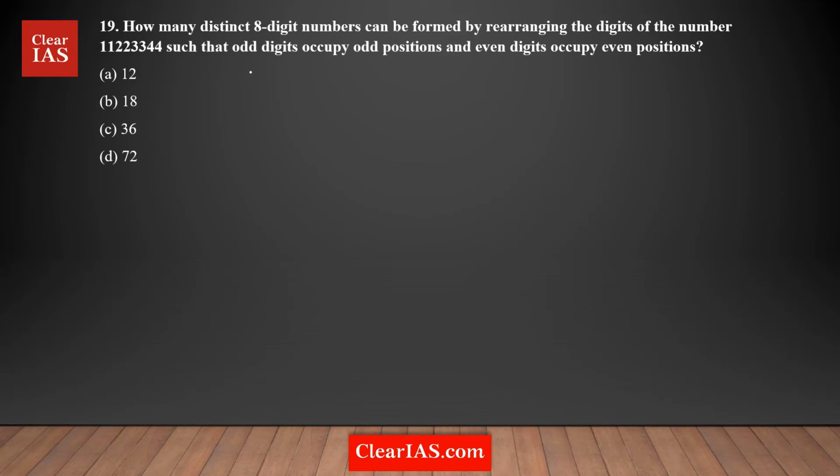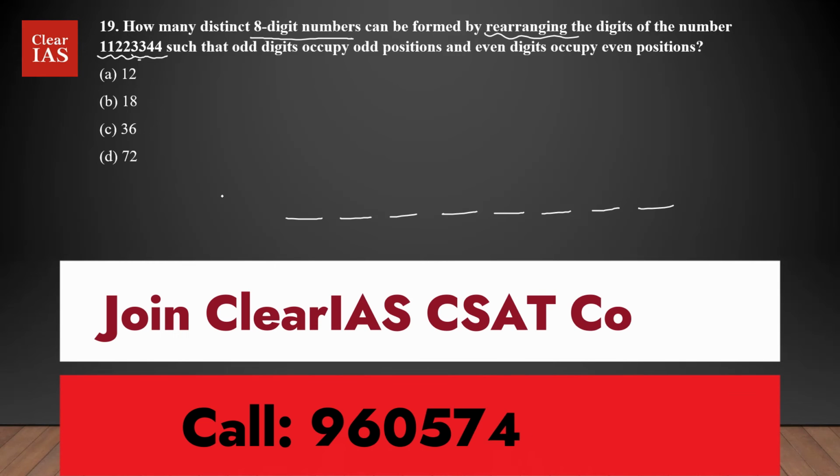Now let's come back to the question. You need to find how many distinct 8-digit numbers can be formed. So there are total 8 digits, so 8 places in total: 1, 2, 3, 4, 5, 6, 7, 8. An 8-digit number can be formed by rearranging the digits of the number. So these are the digits you have in hand, and you need to rearrange them.